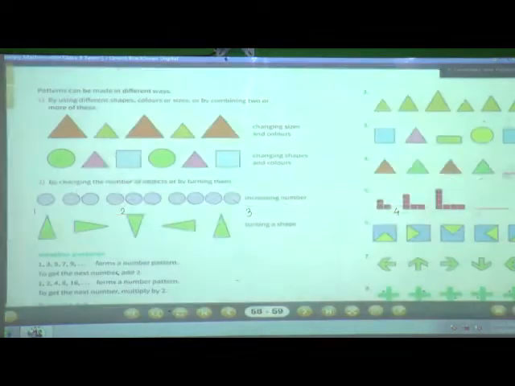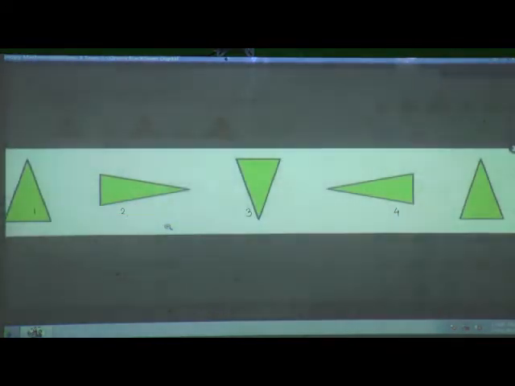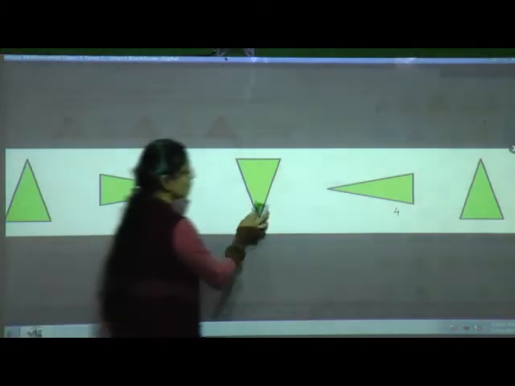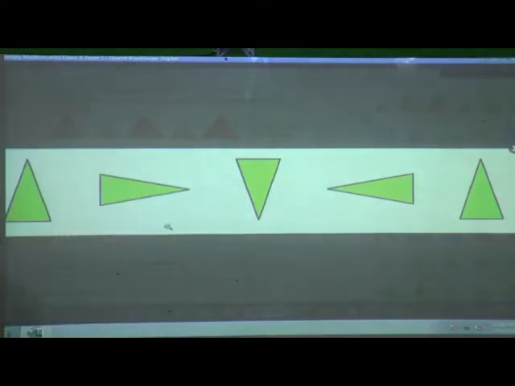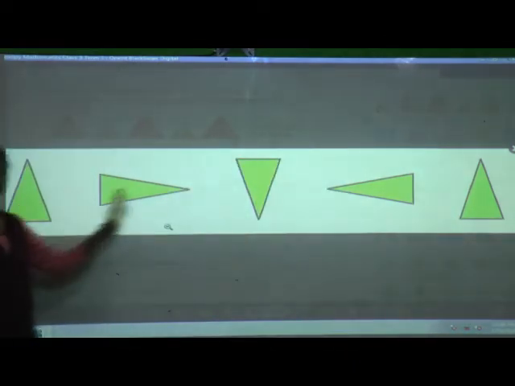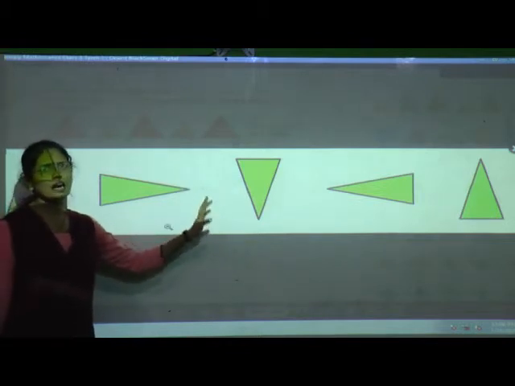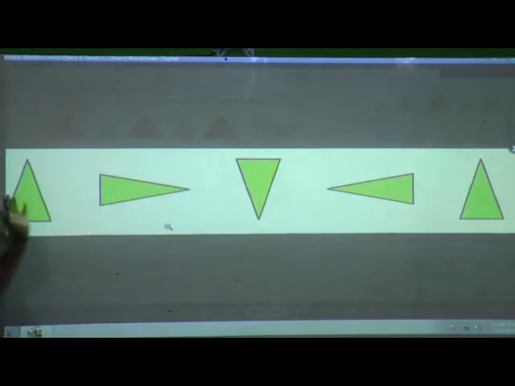Then see this, all are triangles only. If you will see carefully, all are triangles, and if you will see the color also, same. But then how is it a pattern? Yes, I will tell you.